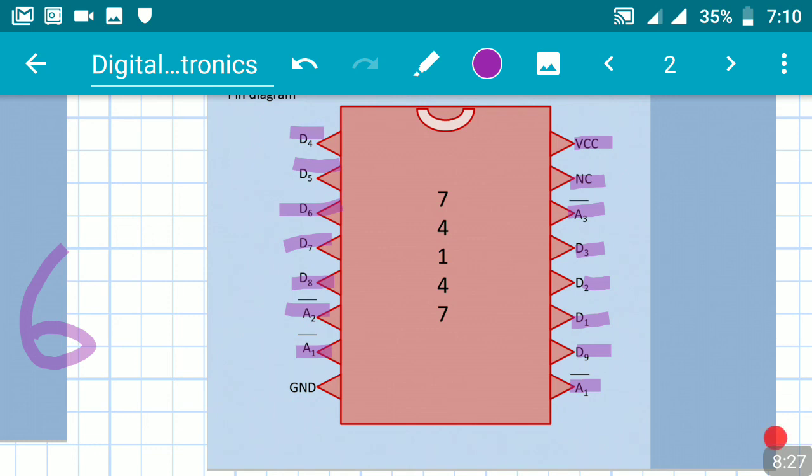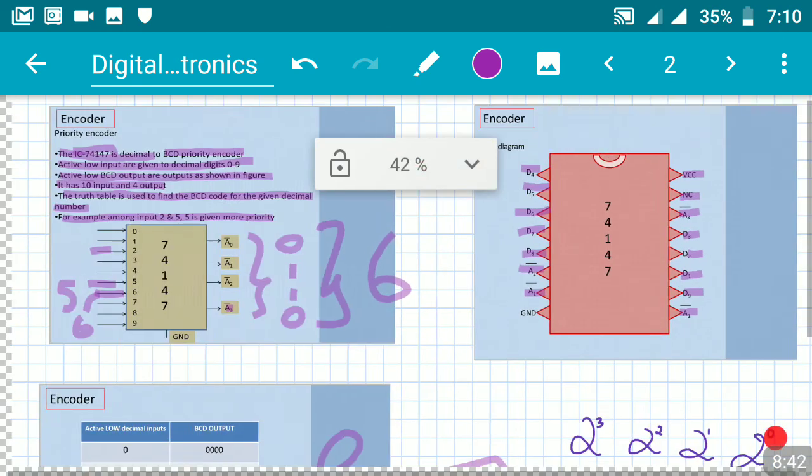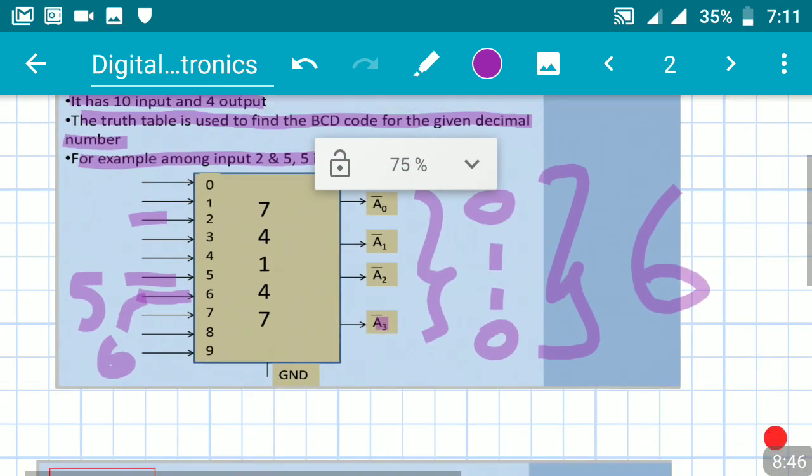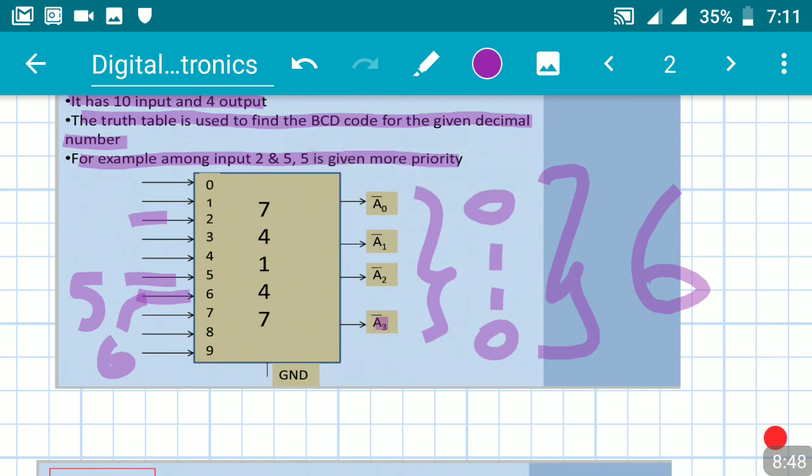It will start from D1, D1, D2, D3, D4, D5, D6, D7, D8, D9. There will be 9 inputs. So the 9 inputs you can observe over here. For all these 9 inputs, the output is going to be carried out.